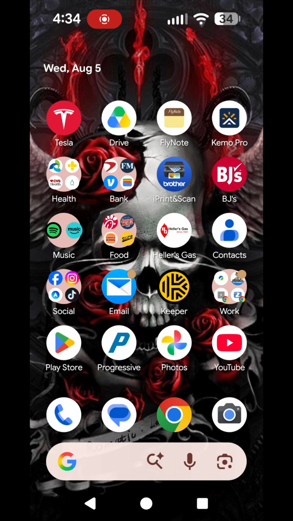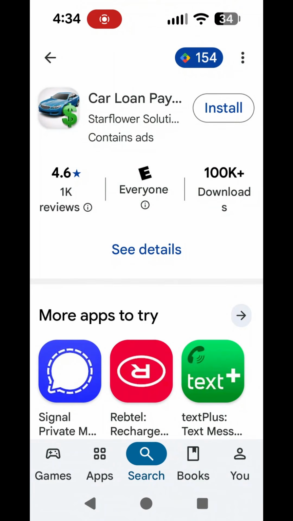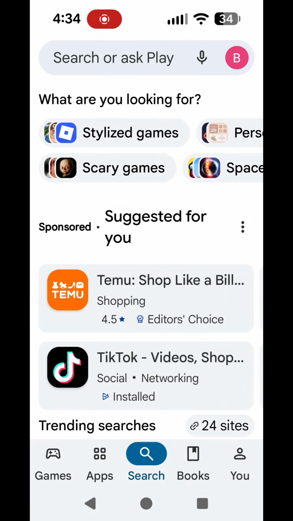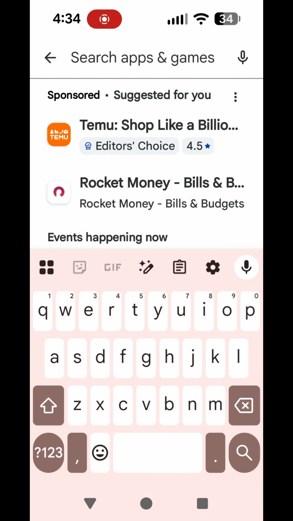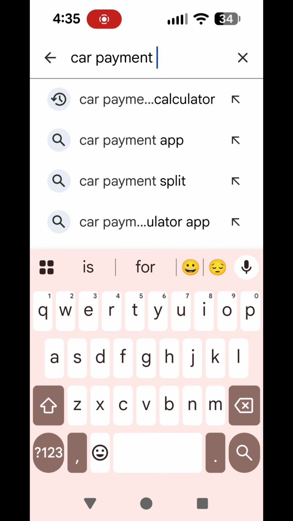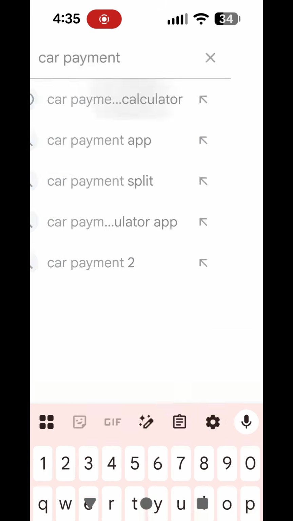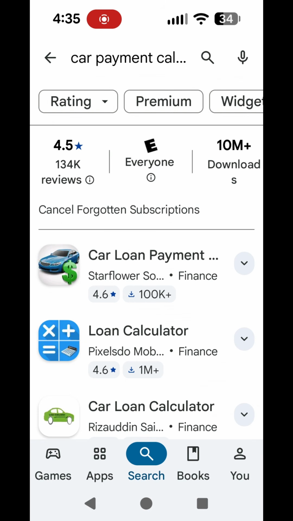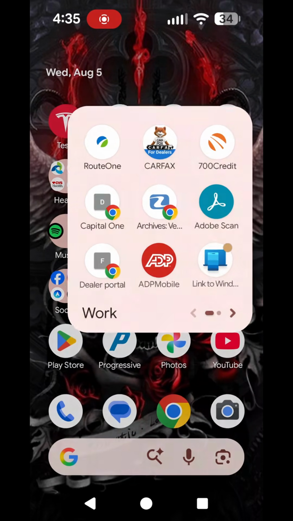All right, now I'm using an Android, okay? I want to show you, we're going to go into your Play Store. Type in car payment, and you know it automatically populates at the top here, car payment calculator. Touch that. The one that we want is the first one that shows up on my screen anyway. It says it's by Starflower. That's the one that we're going to use. So I already have it in my system here.